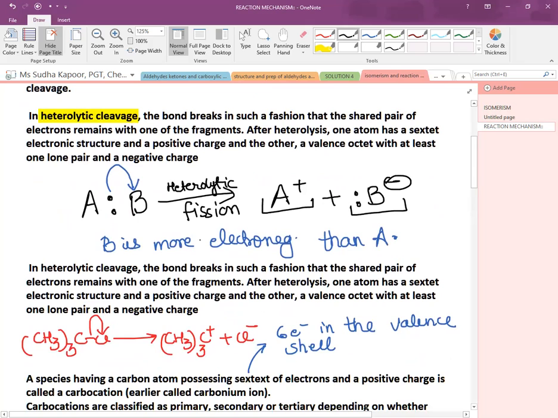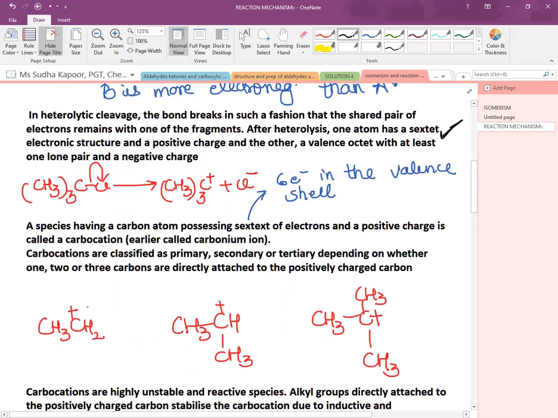In the heterolytic cleavage, the bond breaks and the electrons come on one of them and the sextet of electrons is maintained. So this bond is shifted on the one which is more electronegative, that is Cl. Cl becomes negative and this is tertiary butyl chloride. Since the chloride ion, that is Cl negative, is more electronegative, the covalent bond is shifted on it. This is tertiary butyl carbocation. The carbon is getting the positive charge.